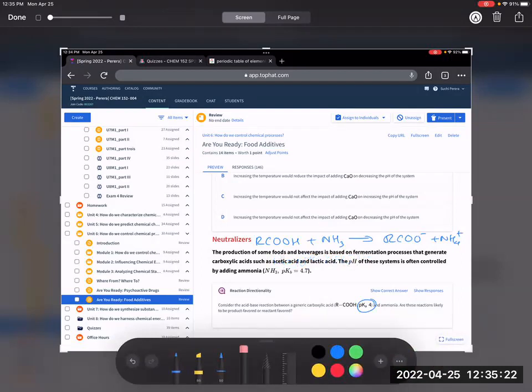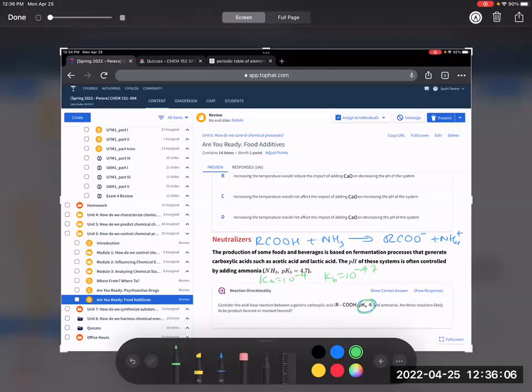I can rewrite this just to make things clear. I'm going to use the color green maybe. So for carboxylic acid, the Ka must be 10 to the power of minus 4 because pKa is 4. Therefore, Ka is 10 to the power of minus pKa. And for ammonia, the Kb is 10 to the power of minus 4.7 because pKb is 4.7.